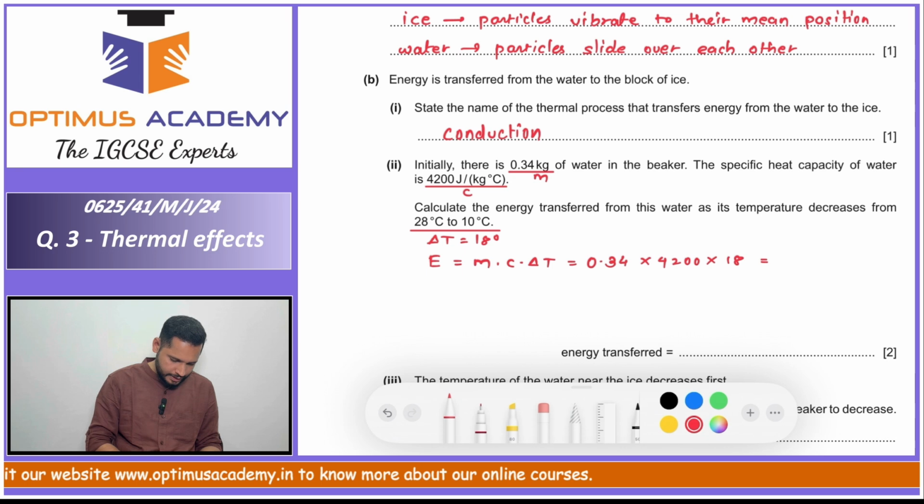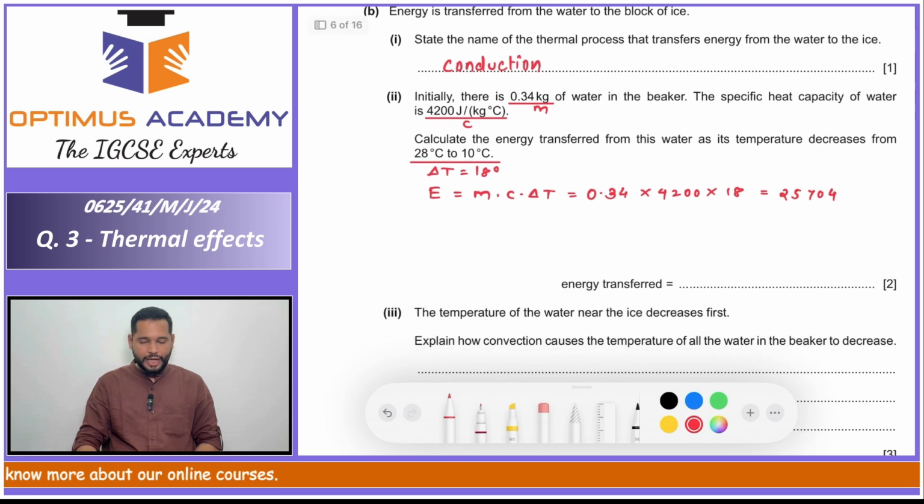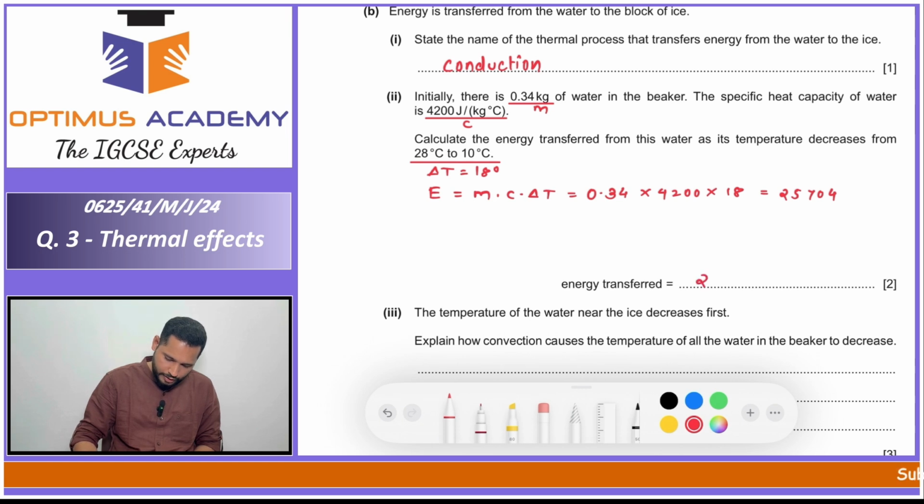If we do this on the calculator, the answer we get is 25,704, but we will be writing the answer in 2 SF or 3 SF, that is two significant figures or three significant figures. The answer will be 26,000 joules.